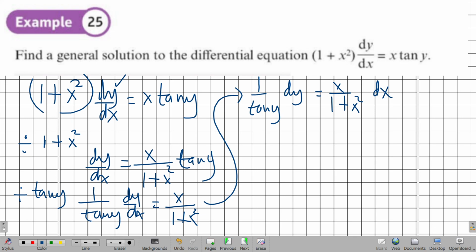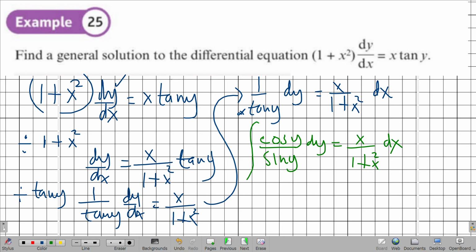To solve such a question, we probably need to look at this quotient, 1 over tan y. We will probably need to change it and say this is cos y over sin y dy is equal to x over 1 plus x squared dx. Why did we do that?